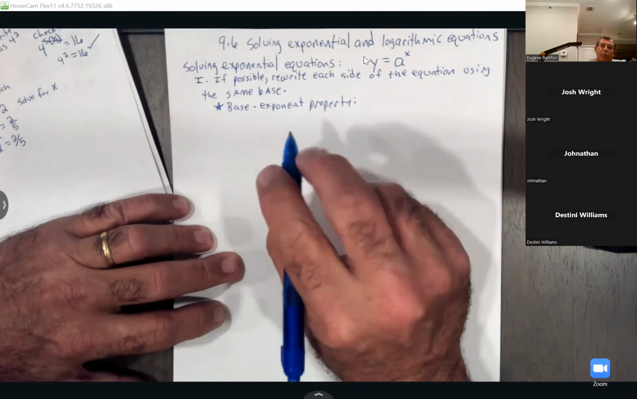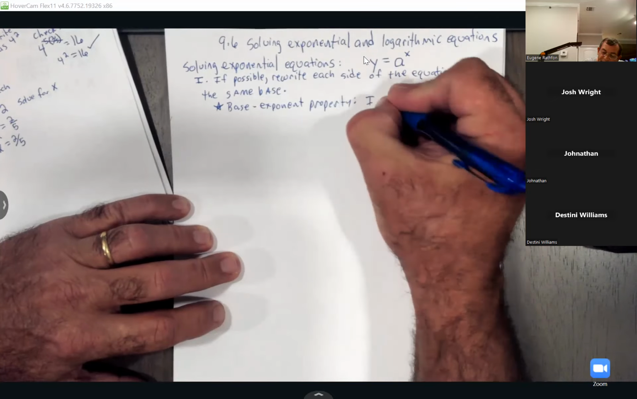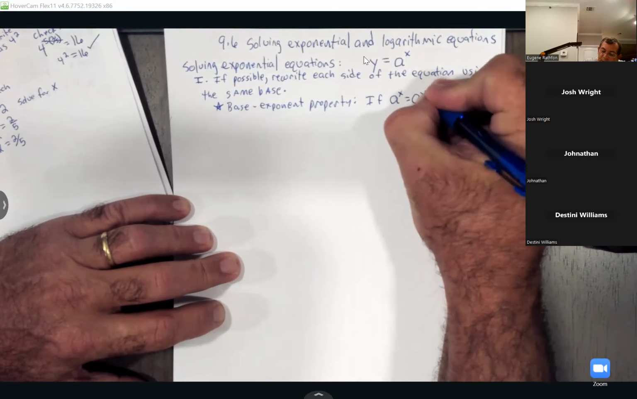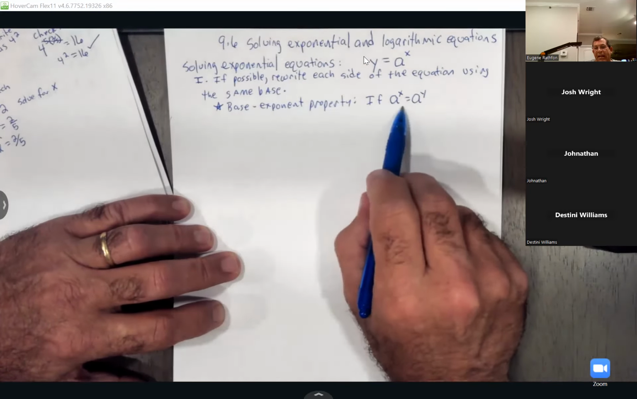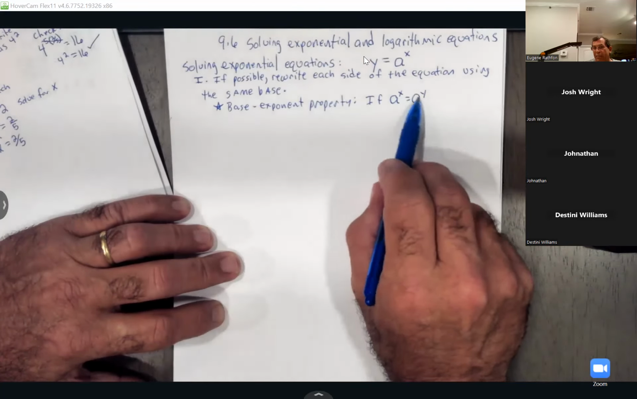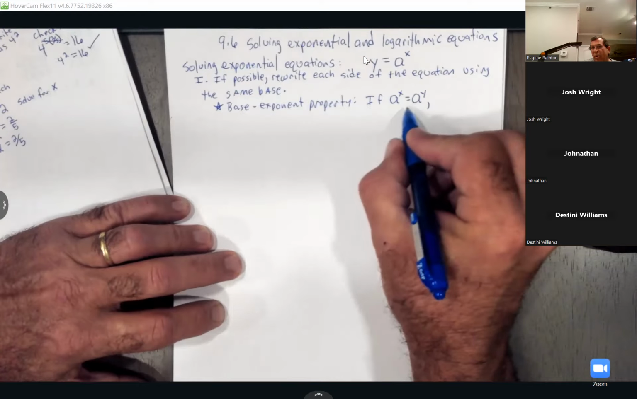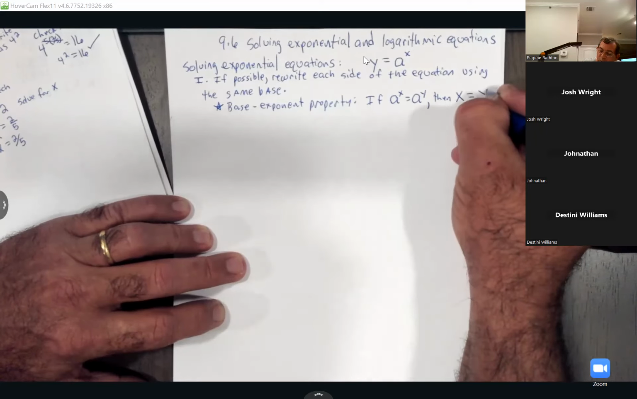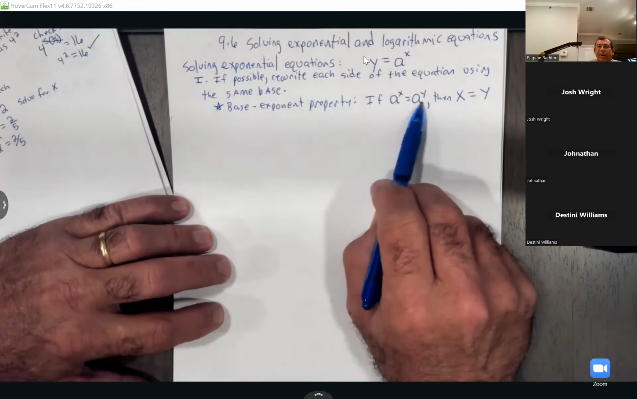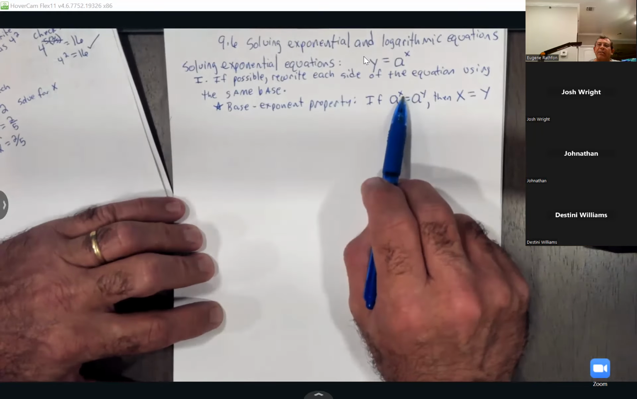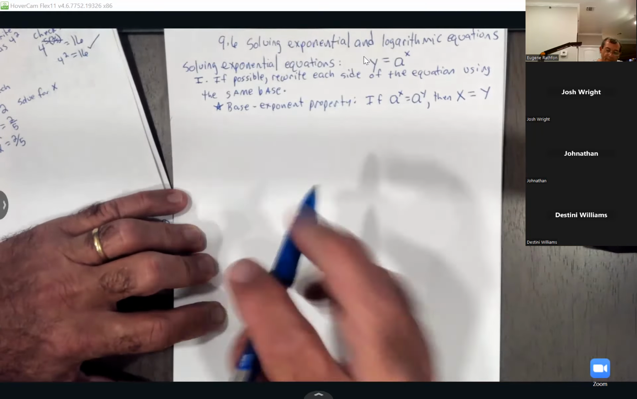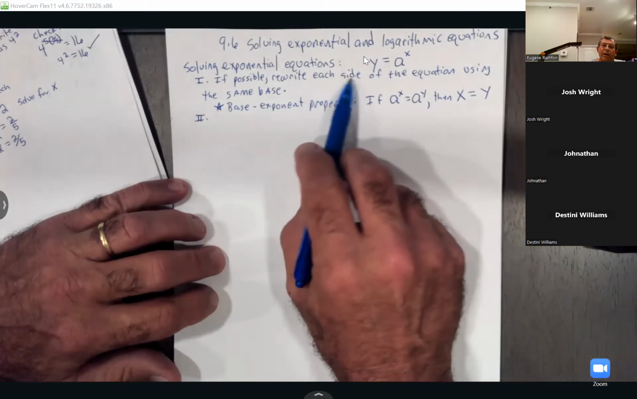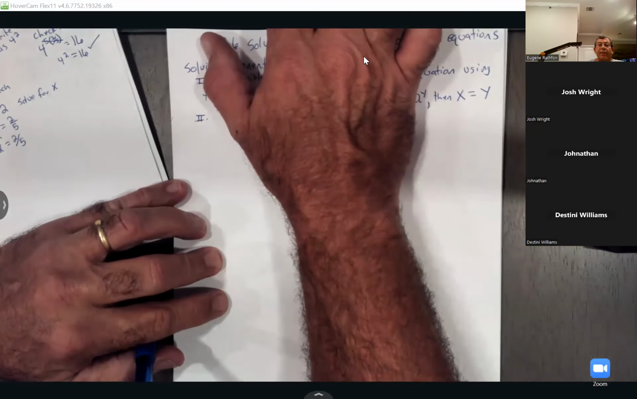So y'all, this base exponent property tells me if I got two sides, such as a to the x equal a to the y, two sides with the same base raised to an exponent, and these sides are equal, then that means that x has to equal y. So same bases and two sides are equal, then that means these exponents have to be equal. So that's what we'll do if we can rewrite them using that same base there.